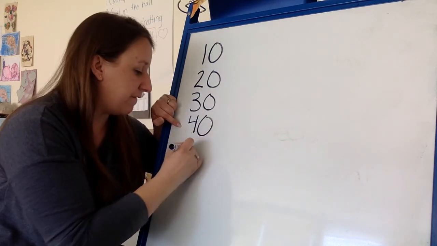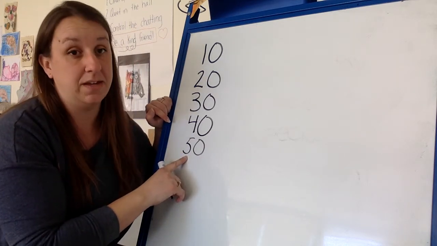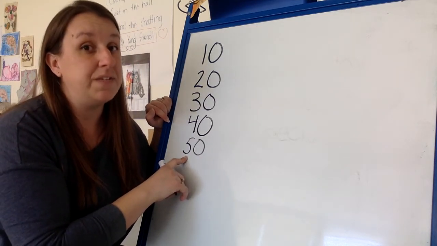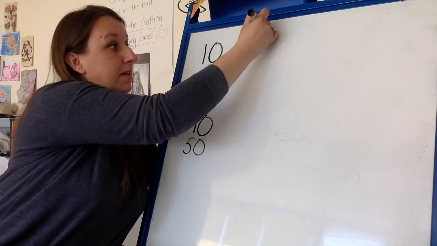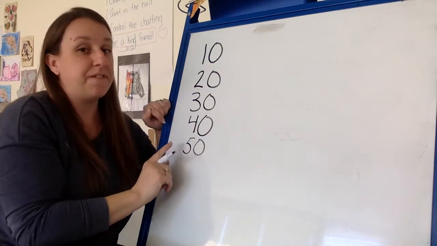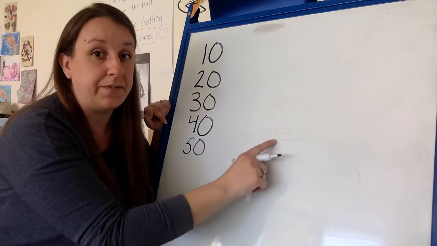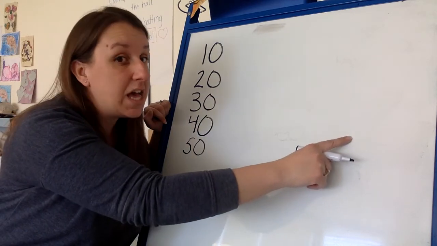Yes, and we don't say 5T, even though that is a 5. We're going to say 50. Kind of sounds like 15, right? Like this is a 15, right? But it's 50. 51, 52, 53, 54, 55, 56, 57, 58, 59.